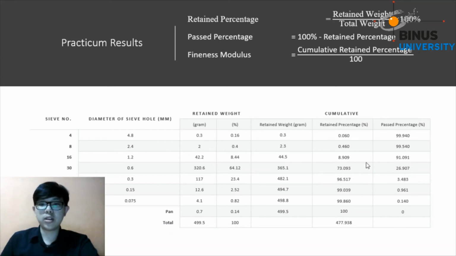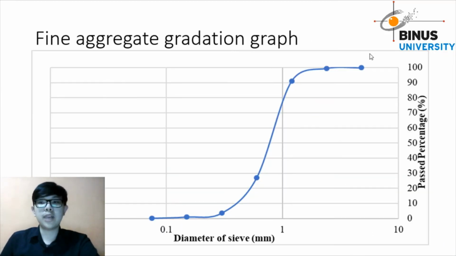After we get all this data, we're gonna sum the cumulative retained percentage, and so we're gonna sum this and we're gonna get 477.9. And this is important to find the fineness modulus, as the fineness modulus is simply this divided by 100. So after we get all that, we can plot the data into this graph. So we can see this is the percent passing and this is the diameter of the sieve in millimeters.